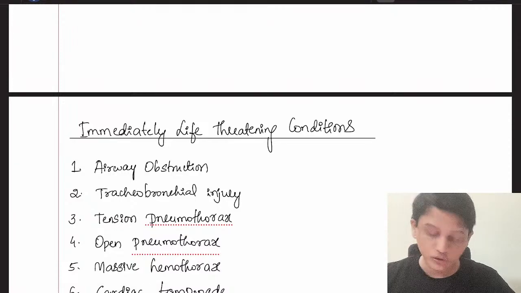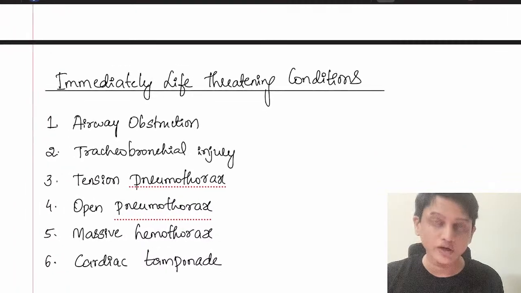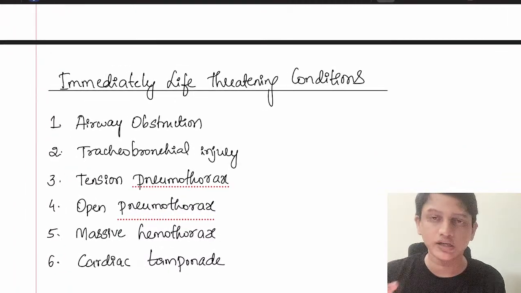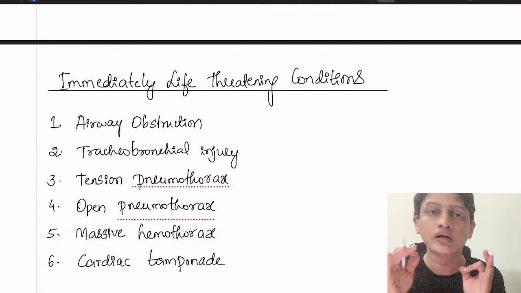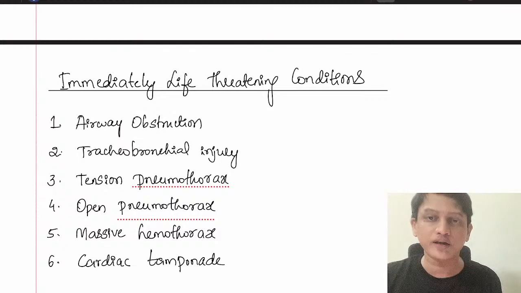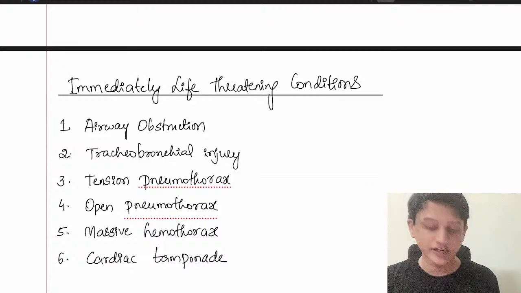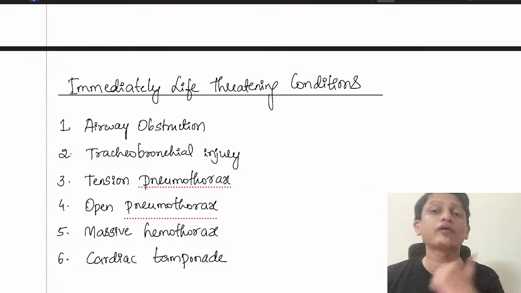Okay, fine. So please note along with me what are the immediately life threatening conditions. As any medical or dental professional, you should know them. Even in sleep, if I ask, you should be able to tell these 6 conditions. One is any kind of airway obstruction.